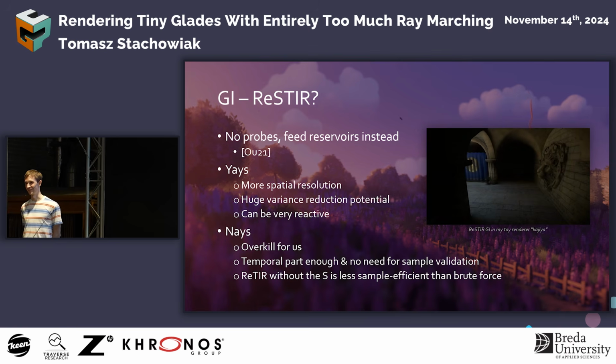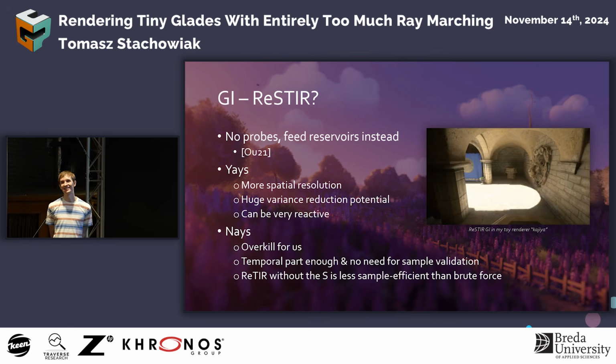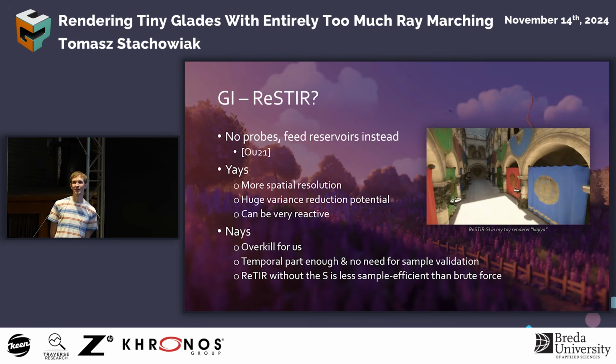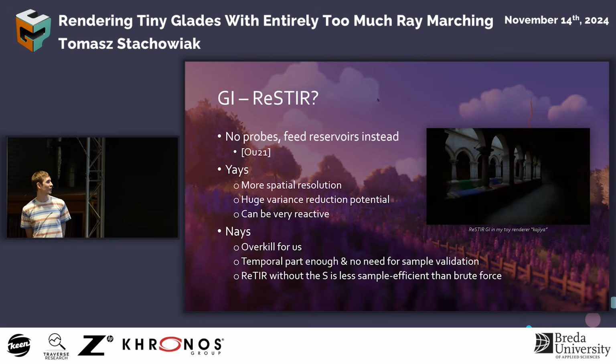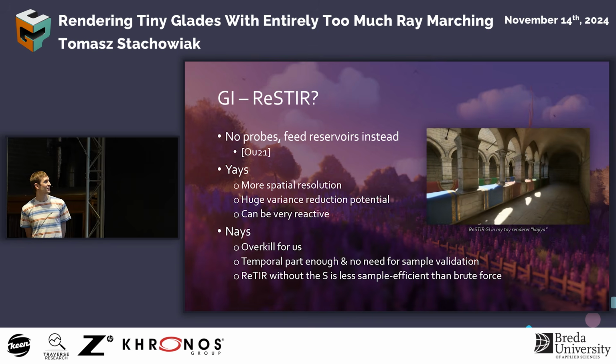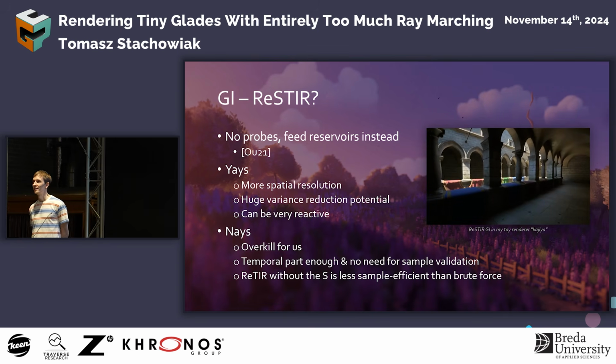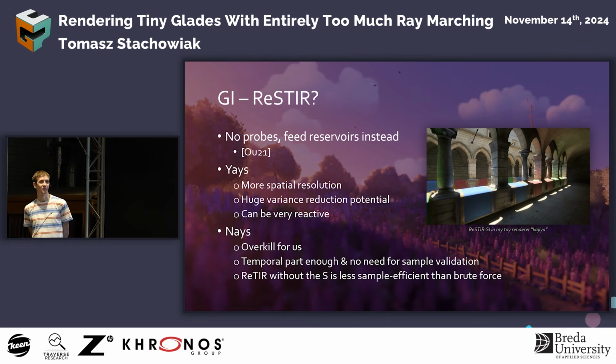However, it turned out to be complete overkill for us, because our mostly outdoor scenes are fairly low in variance, and when implementing that, we could get away with just using the temporal part of ReSTIR. We didn't really need the fancy sample validation either, because the lights in our game don't really flicker, so they don't need to be so reactive. And it turns out if you use ReSTIR without the S for the spatial part, it's actually less sample efficient than brute force, because you generate some samples, and if they don't win the reservoir battle, they end up not contributing at all.